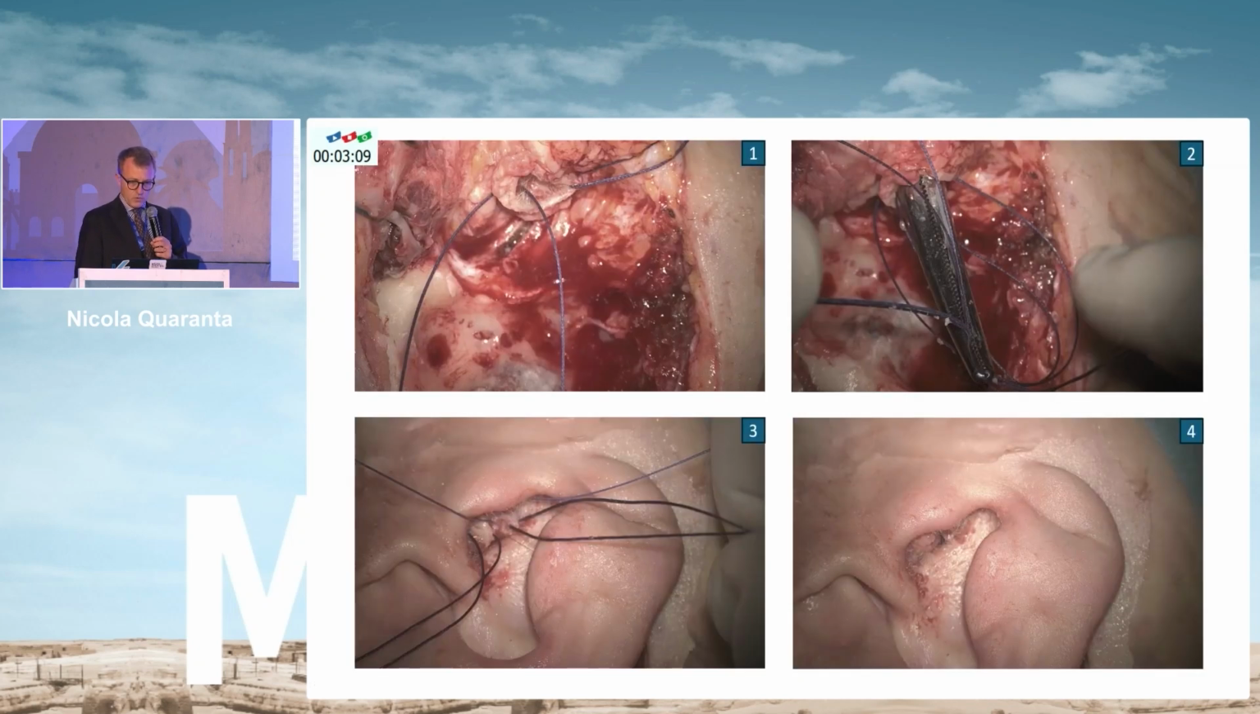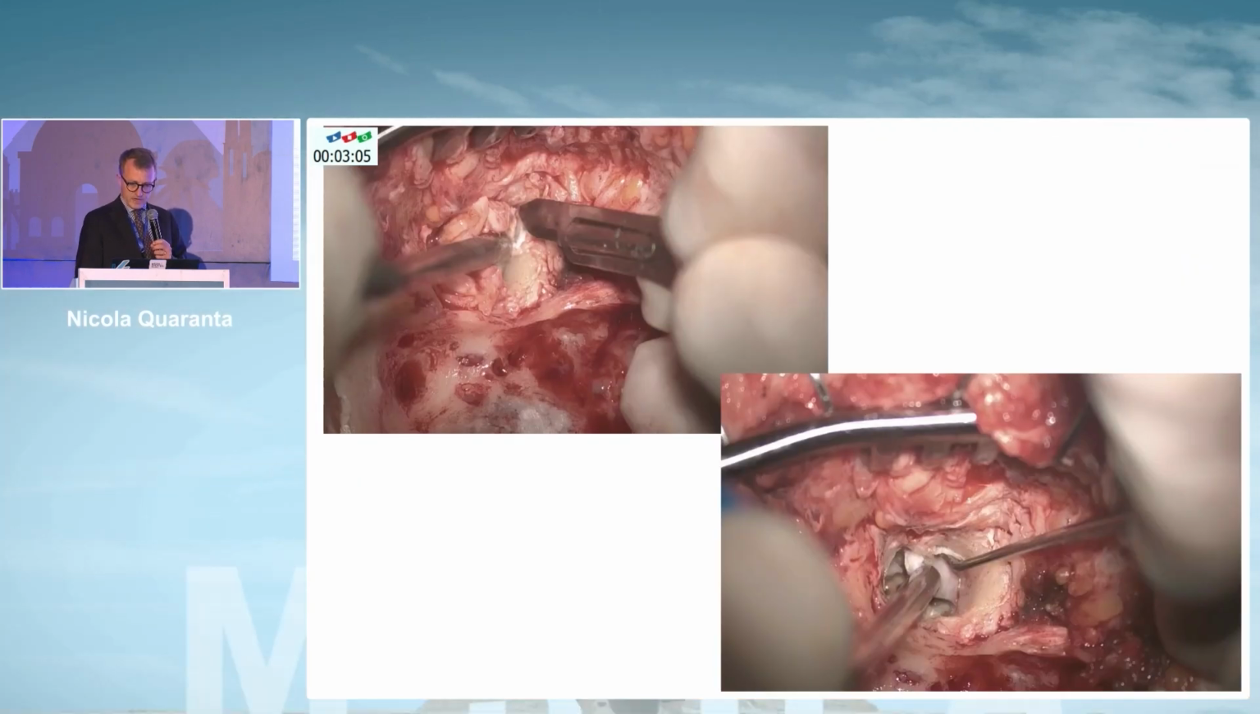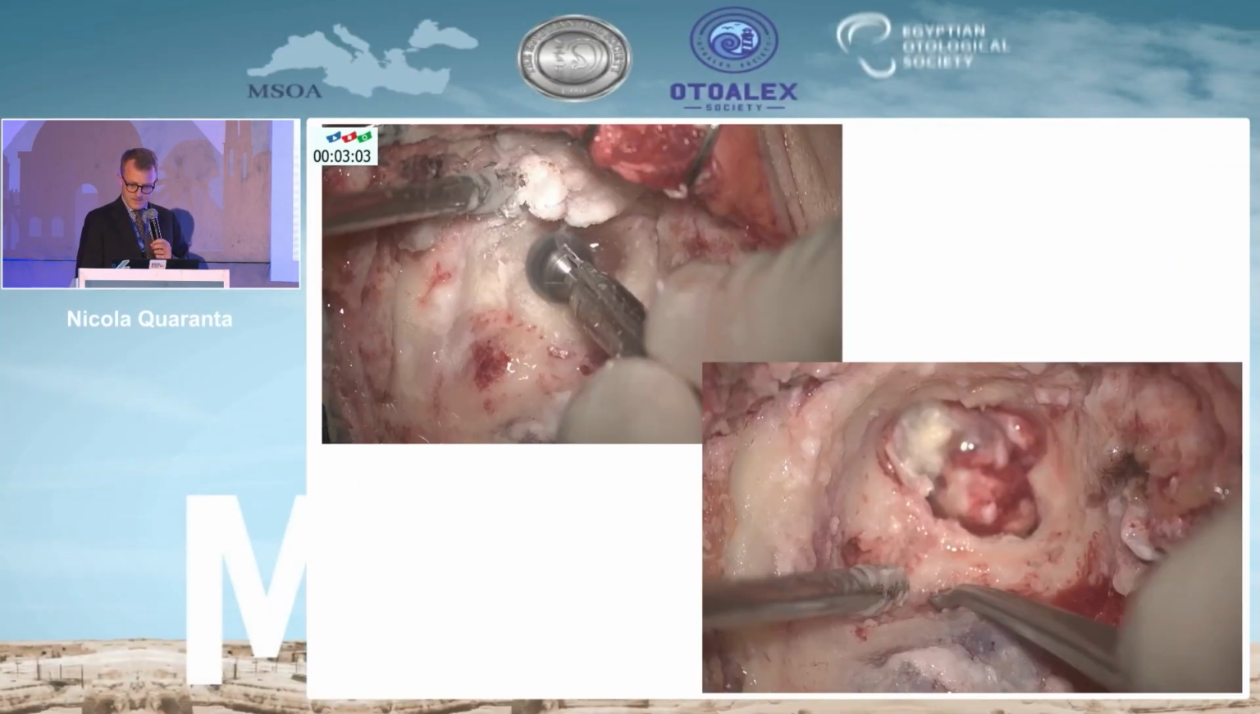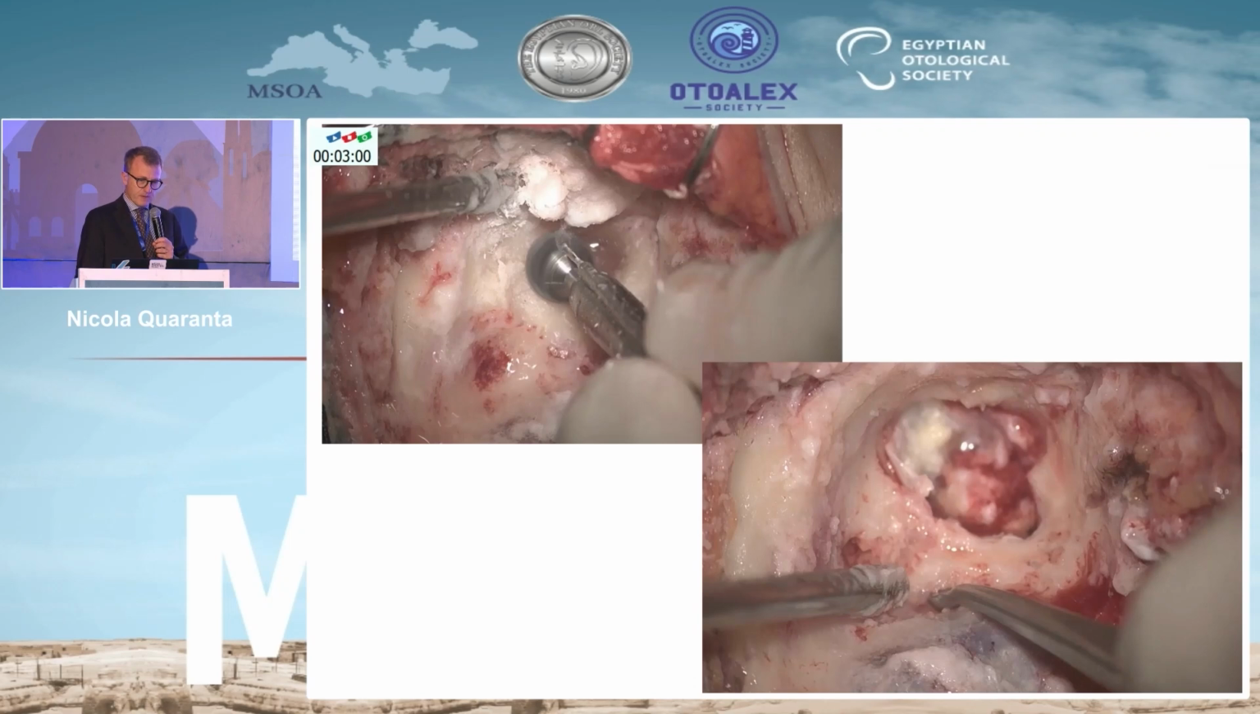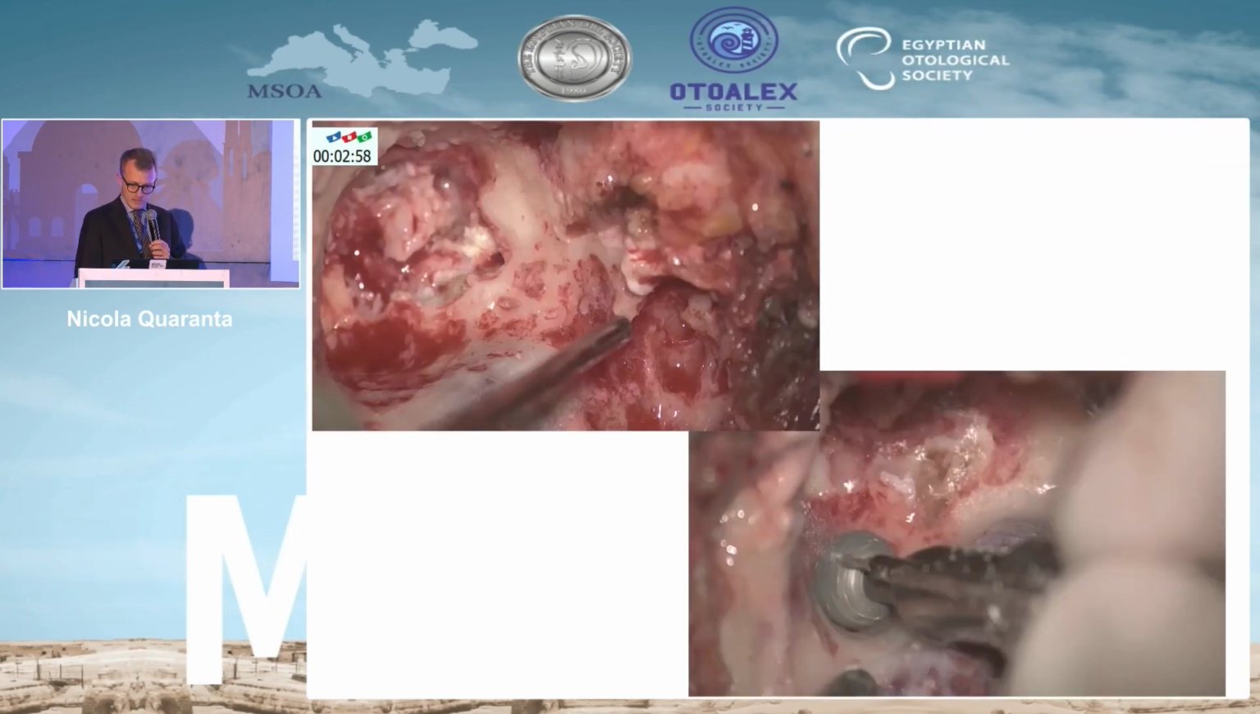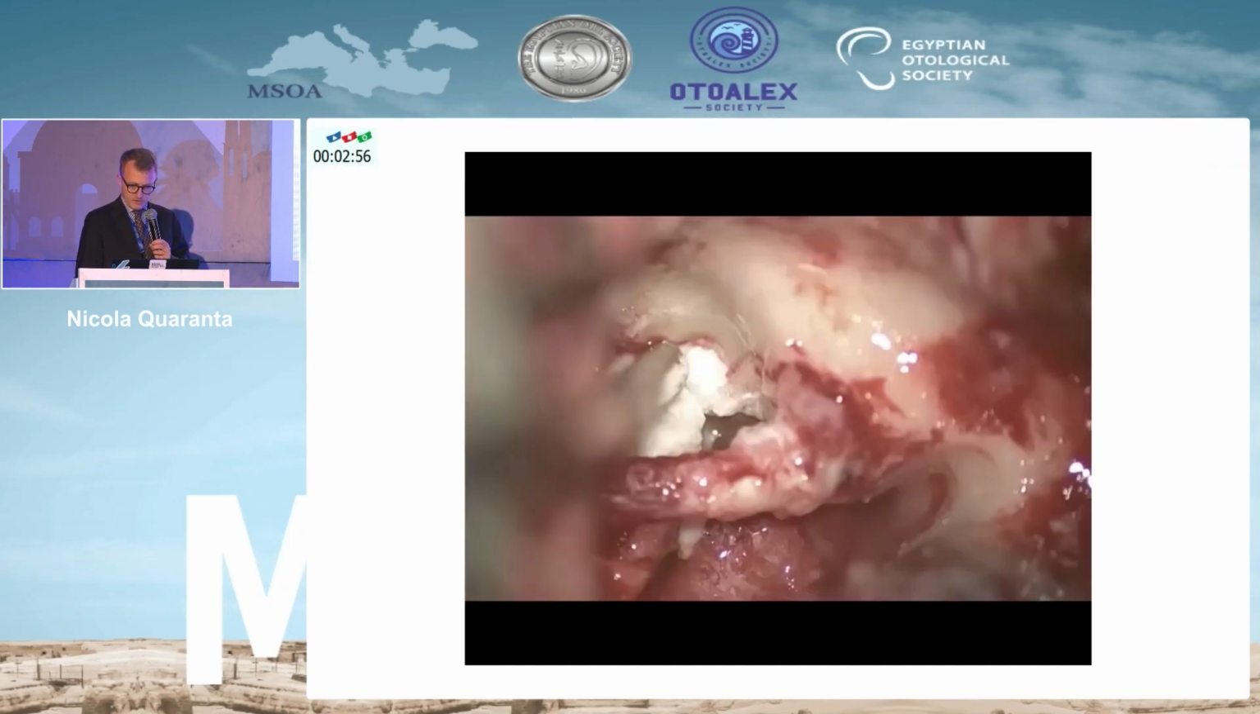Infralabyrinthine cholesteatoma, so we went for a subtotal petrosectomy, blind sac closure of the external auditory canal, removal of, of course, the tympanic membrane remnants, removal of cholesteatoma, and then I'll just show you a couple of videos.